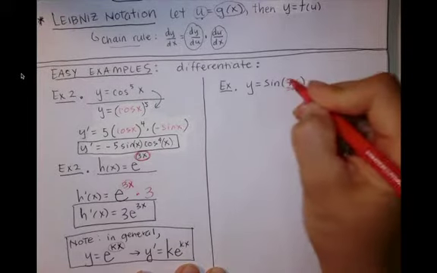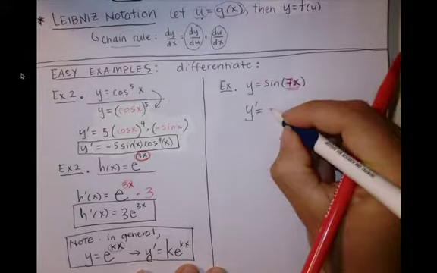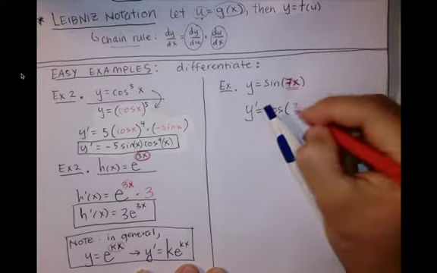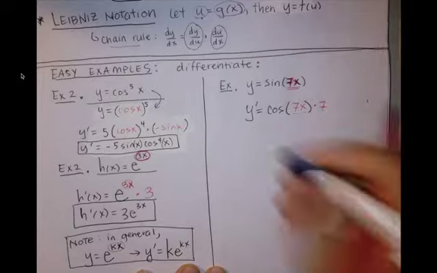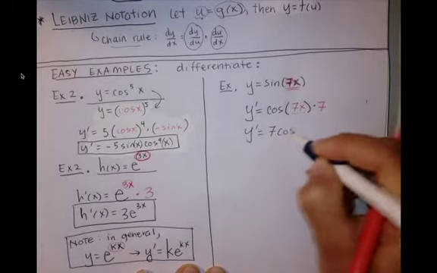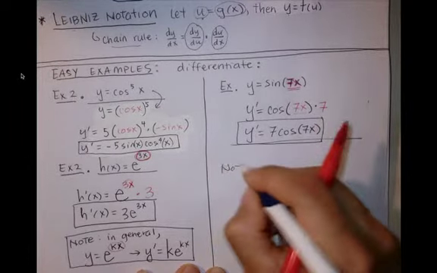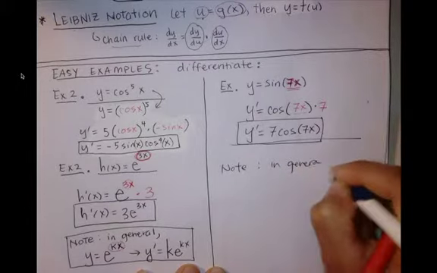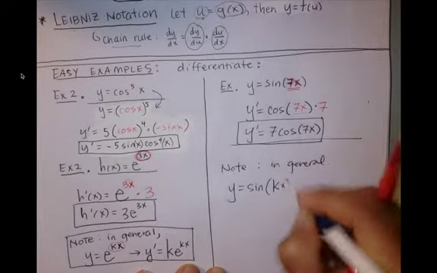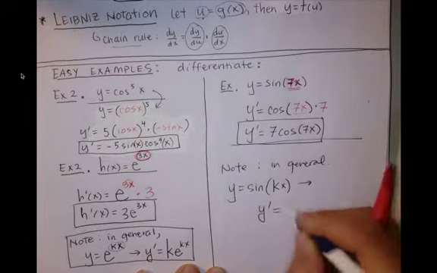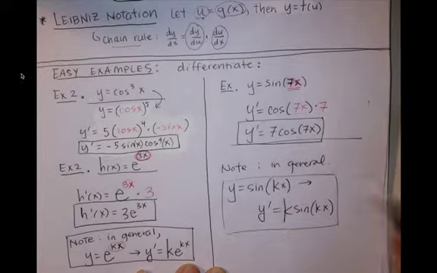Here we have sine of 7x. This is my inside function. Y prime is given by cosine of 7x times the derivative of the inside function, which is just 7. So y prime is 7 cosine 7x. And this is like the previous example. In general, if you had y equals sine of k times x, then y prime would always be equal to k cosine kx.